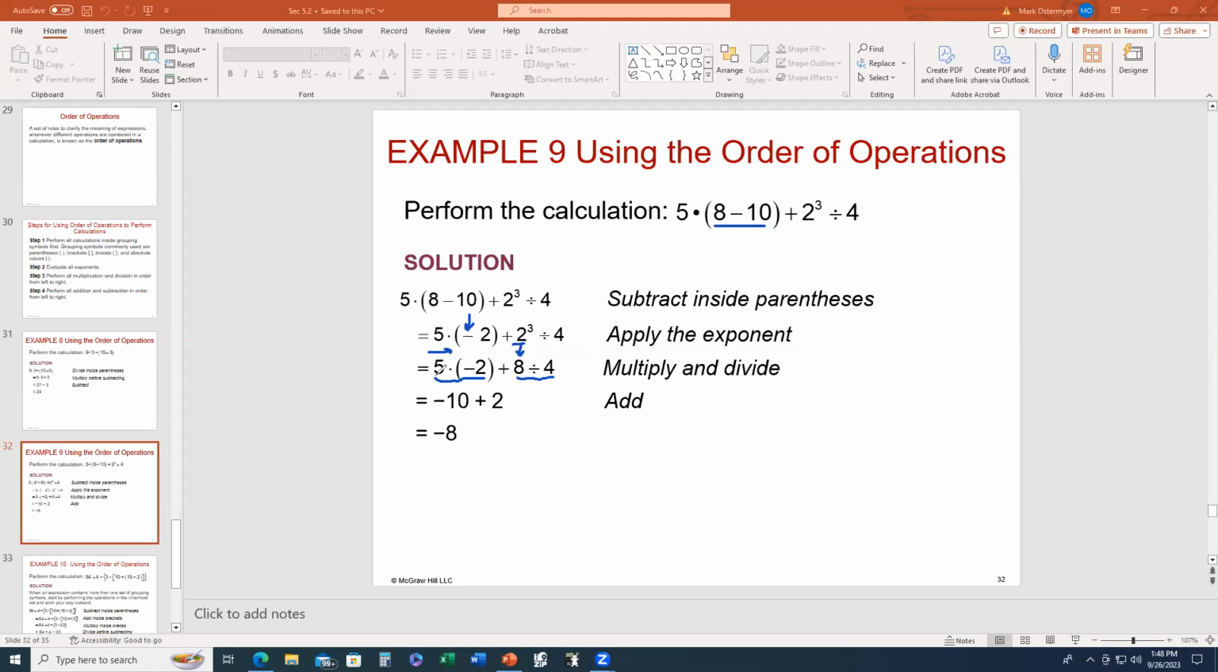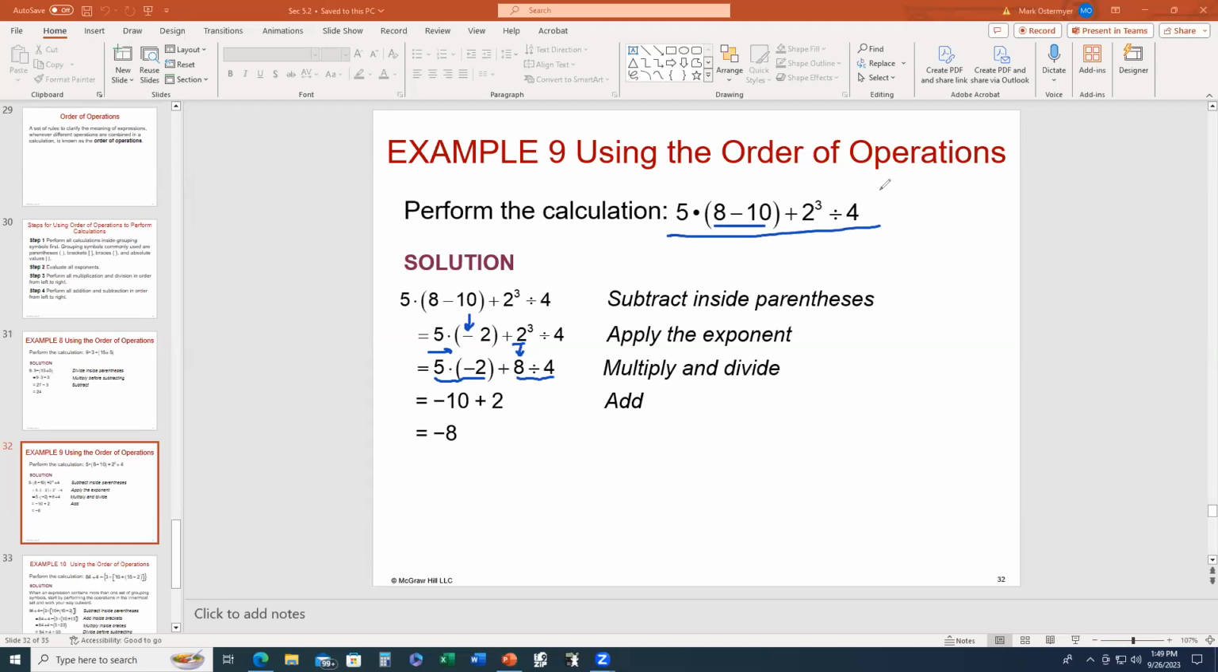What's a positive 5 times a negative 2? A positive times a negative is always a negative. So it'll be negative 10. What's a positive 8 divided by a positive 4? Positive 2. Finally, we add. What's a negative plus a positive? We take the difference and attach the larger sign. What's negative 10 plus 2? -8. Ladies and gentlemen, this all boils down to negative 8.